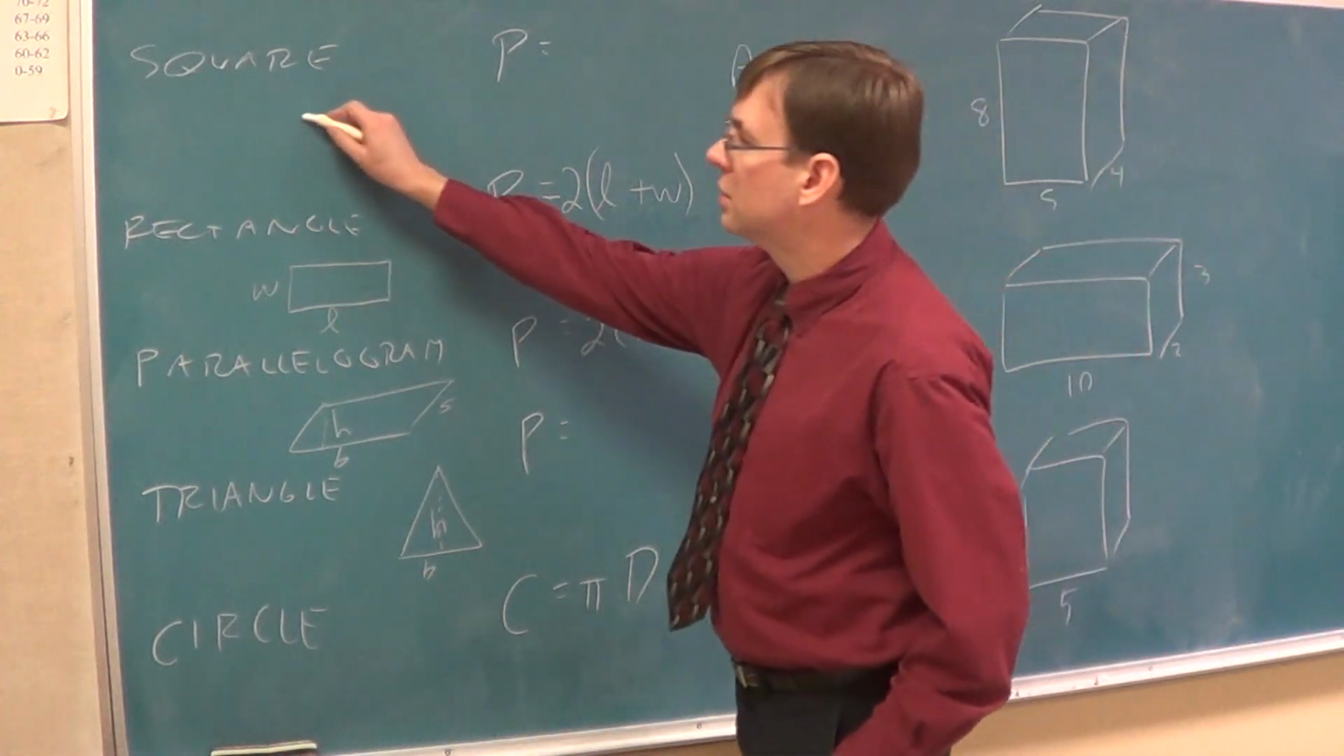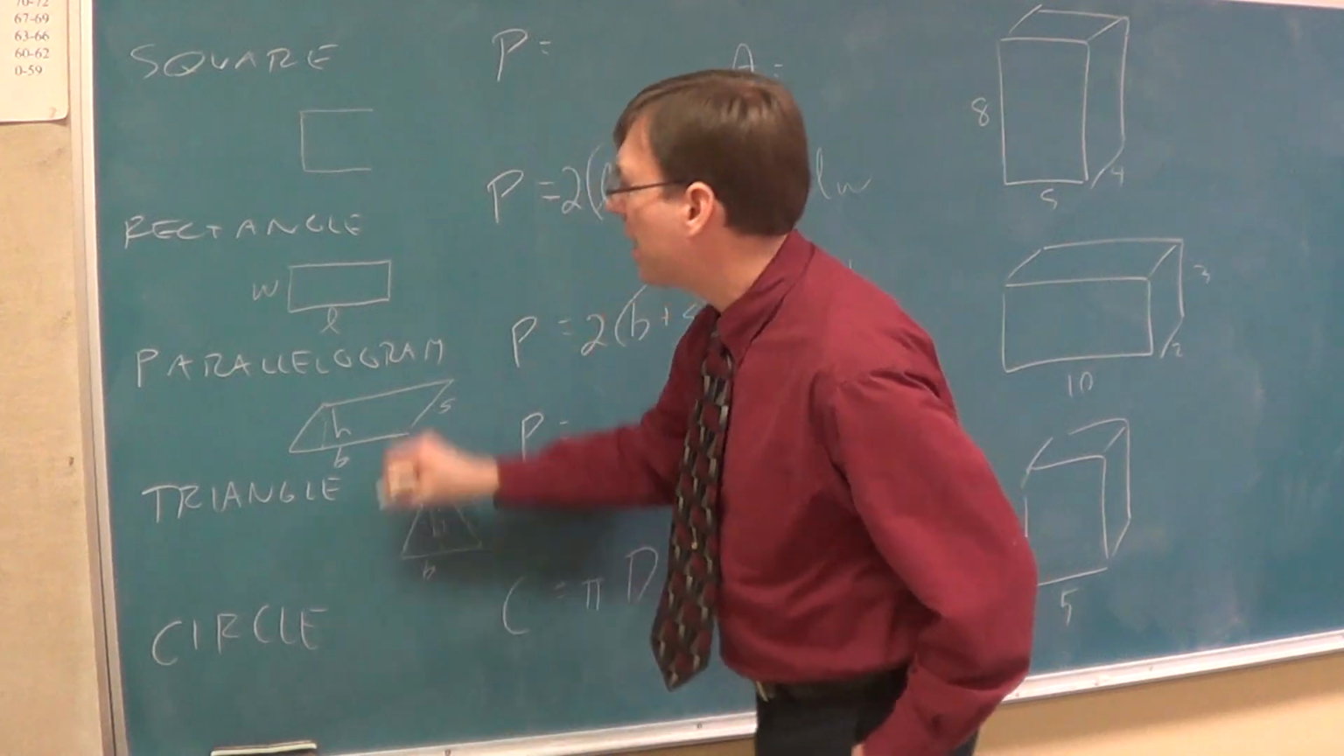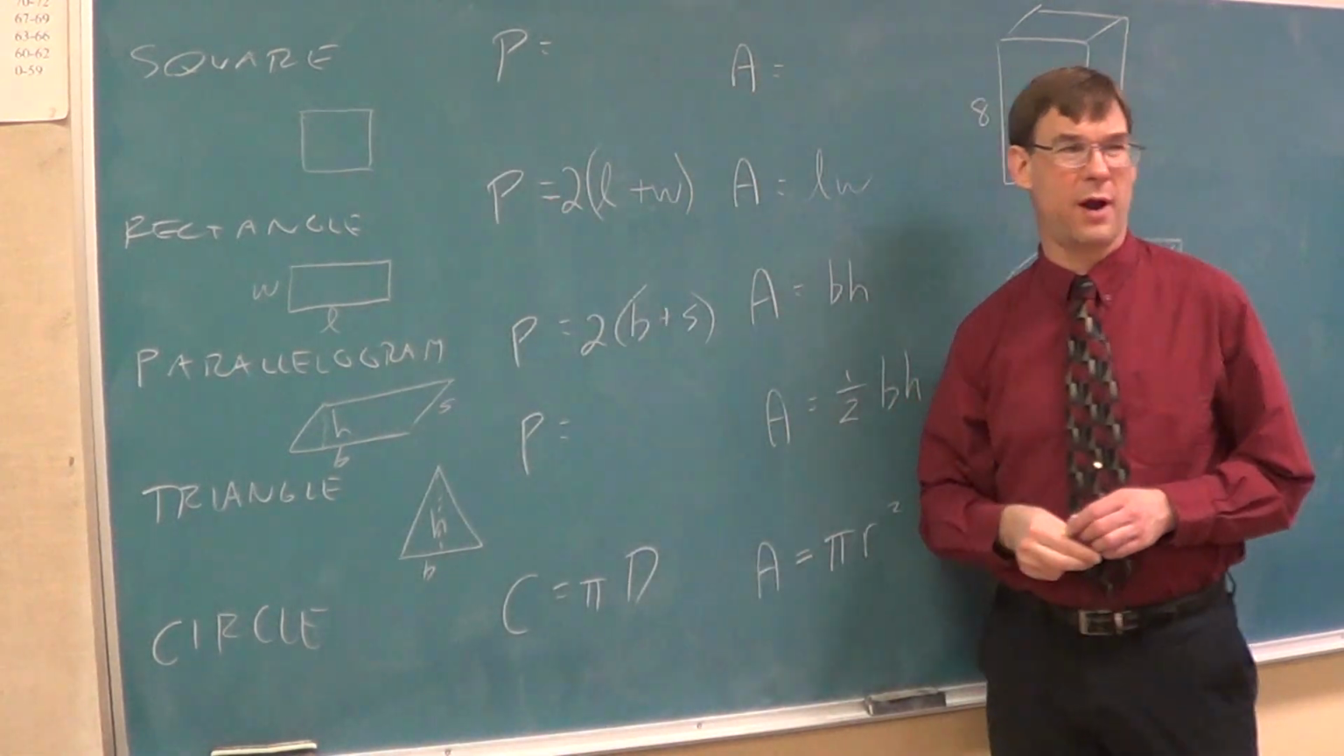Let's go to squares. For squares, how many numbers did I always label on a square?